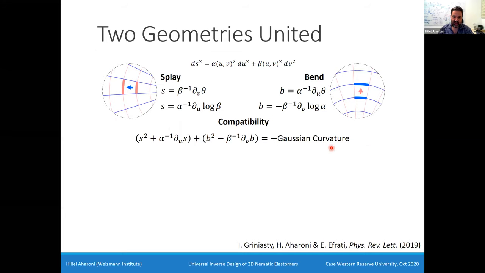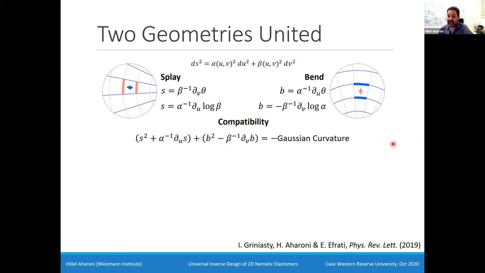So you can think of this as a version of the Gauss-Bonnet theorem. It basically tells us that when you make a small loop, so consider walking a step along the director, turning by 90 degrees, taking a step in the perpendicular direction, and doing the same and coming back to where you started, the amount by which you rotated has to do with the amount of Gaussian curvature that you surrounded. This is the Gauss-Bonnet theorem. And this gives us a relation between the rate of change in the splay and the rate of change in the bend. Now, this compatibility equation doesn't tell us how we can evolve the splay or the bend. It just gives us some linear combination of the two.